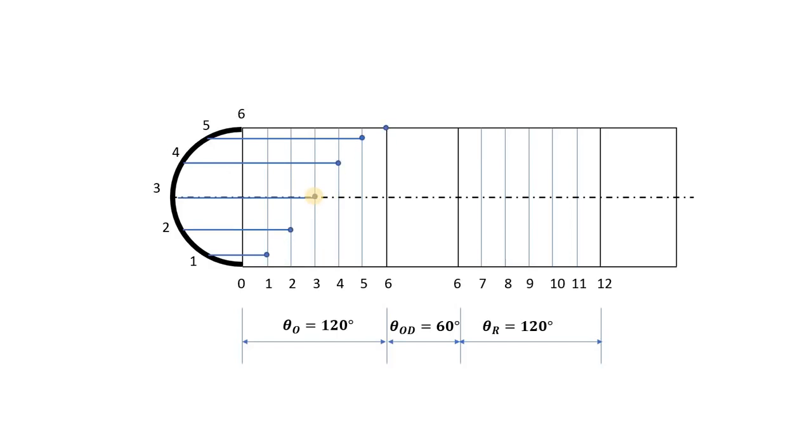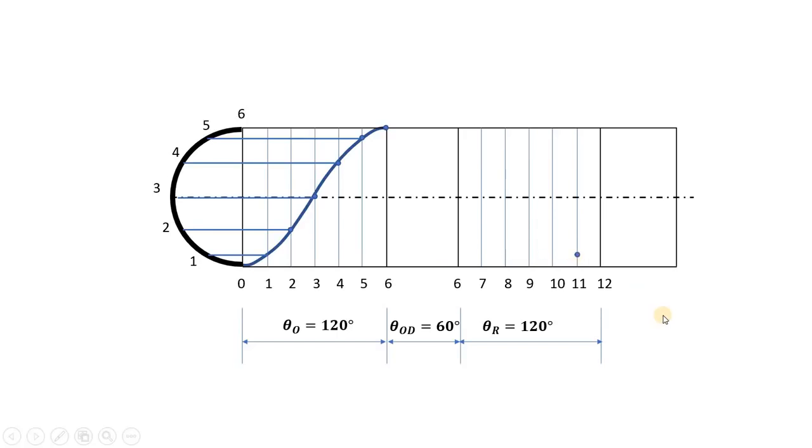Now we have to join these particular points by a smooth curve. So this is the simple harmonic motion curve that we have obtained for theta O equal to 120 degrees. Now as both the outstroke and return stroke are simple harmonic motion, we can translate these particular points onto the return side also.